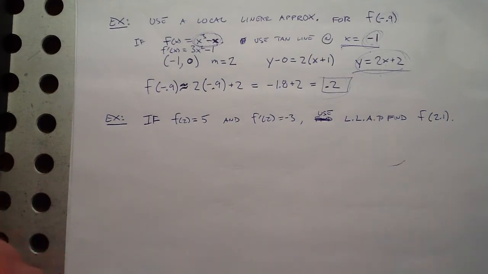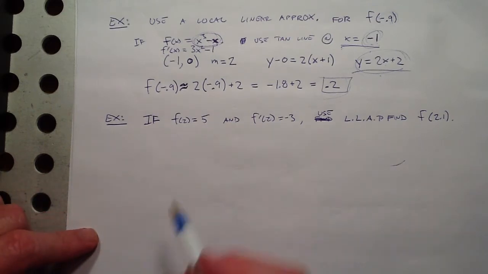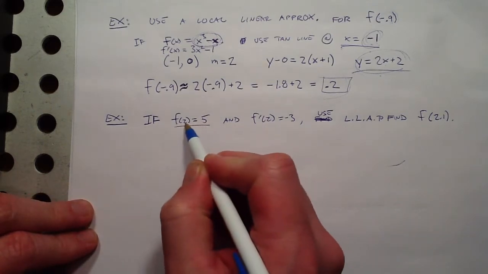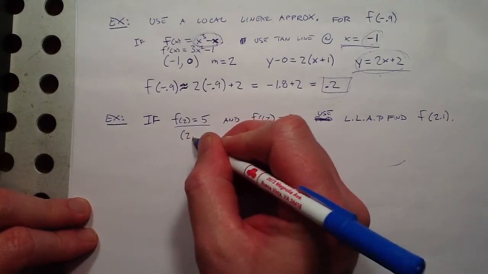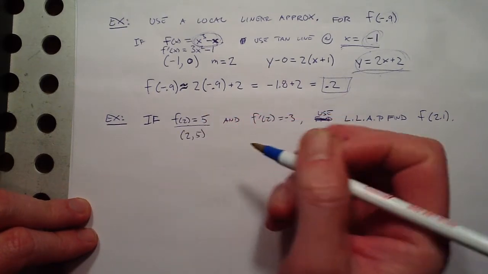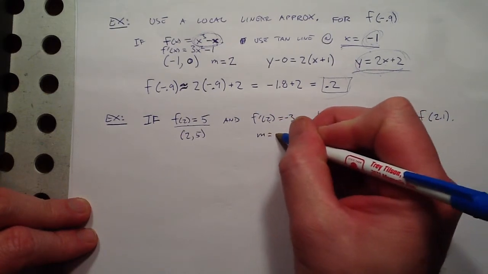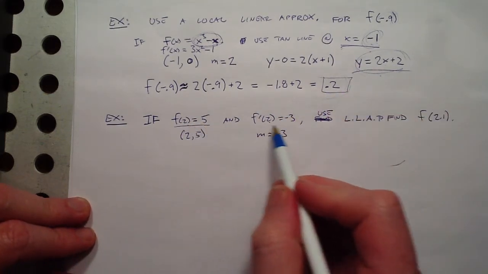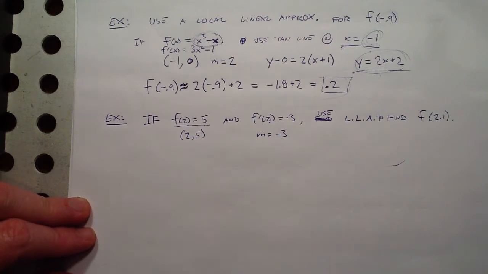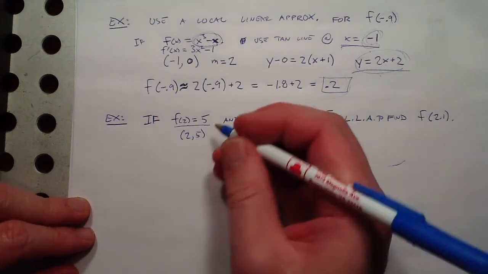Now, you don't have any function, but I think we have everything we need here, because look, f of 2 equals 5, that is a point, right? That's the point (2, 5). And f prime of 2 equals negative 3. Well, that's the slope. So very thinly disguised, they gave us all the information that we need.